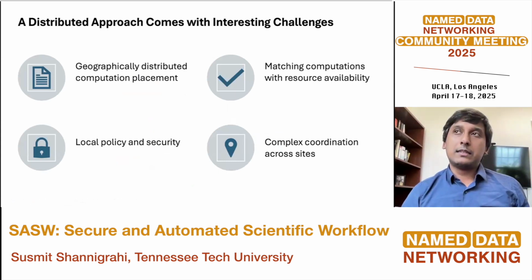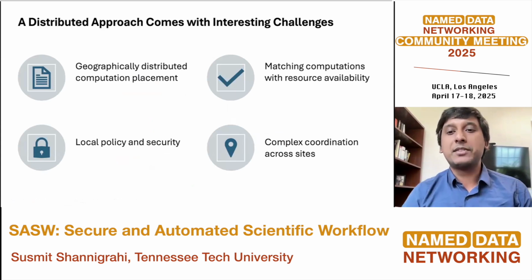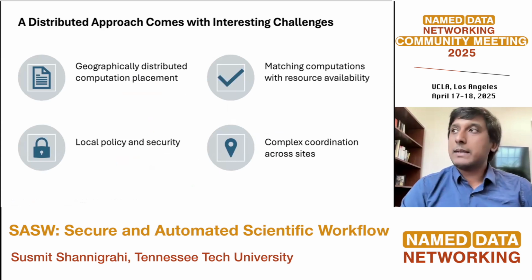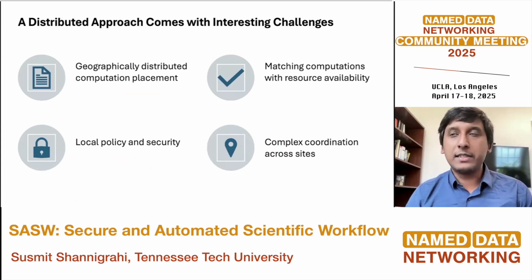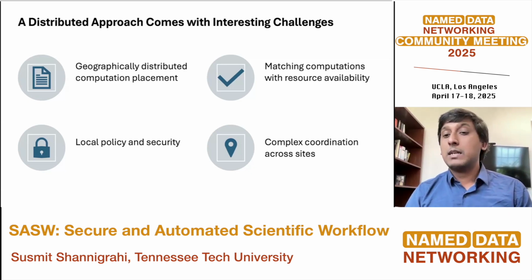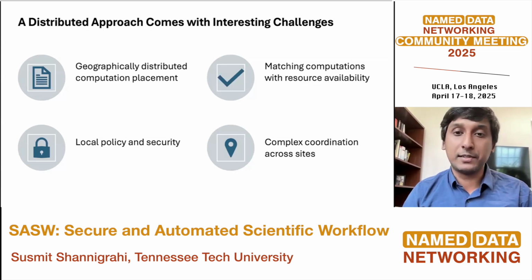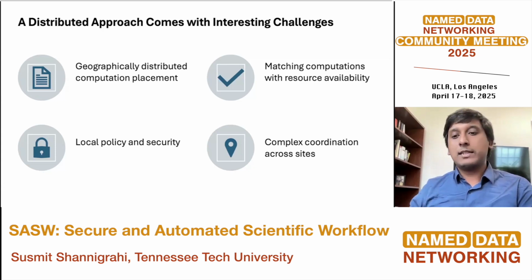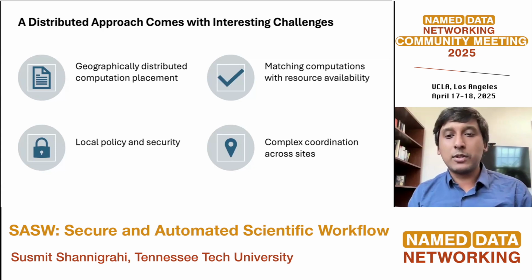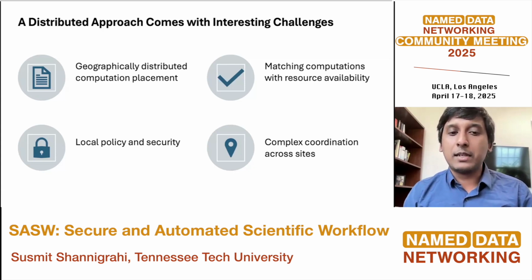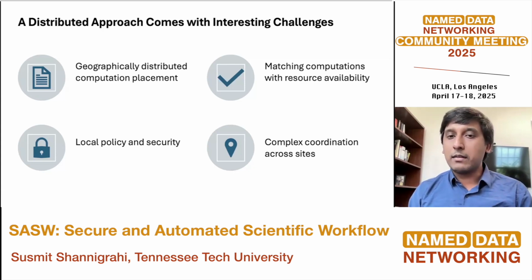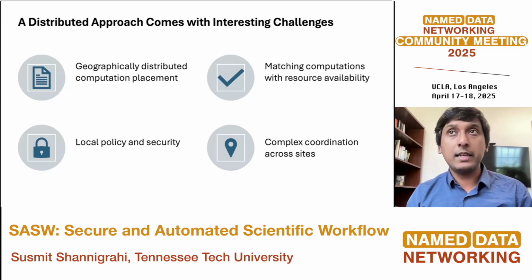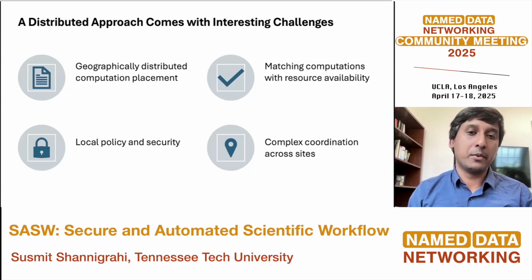Now, the challenges are how do you match those computations with resource availability? All those universities we just saw, they might have different types of storage, they might have different clusters. More importantly, they might have different policies. So if you take an existing solution and say, I'm going to deploy this across different sites, that's not going to work very well, particularly because those would require you to have some sort of centralized control, either operationally or logically when it comes to security policies.